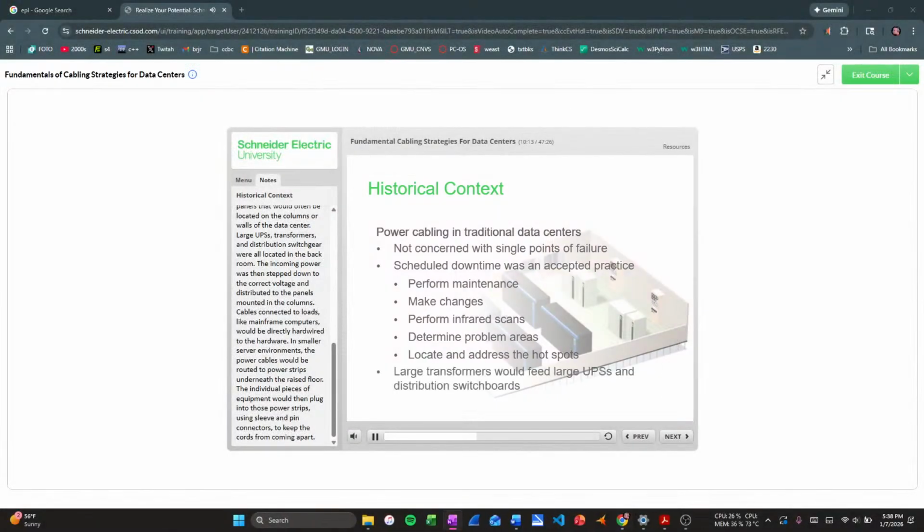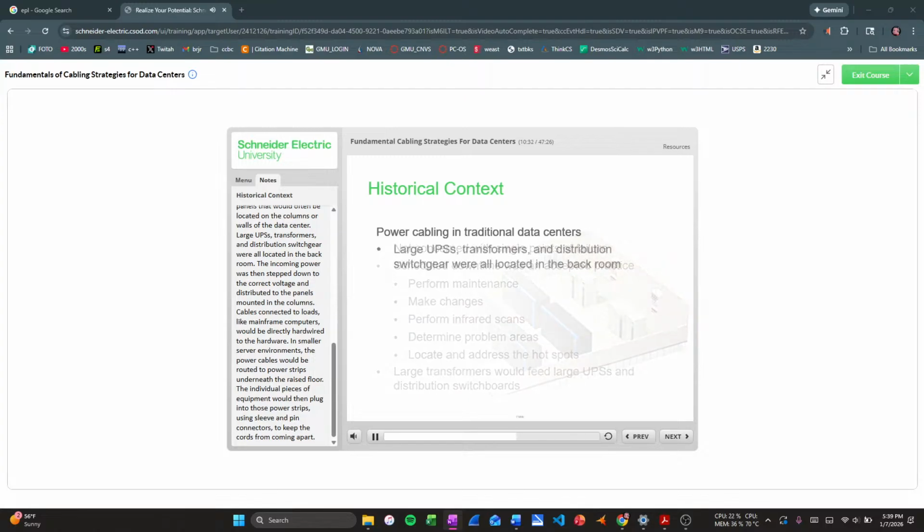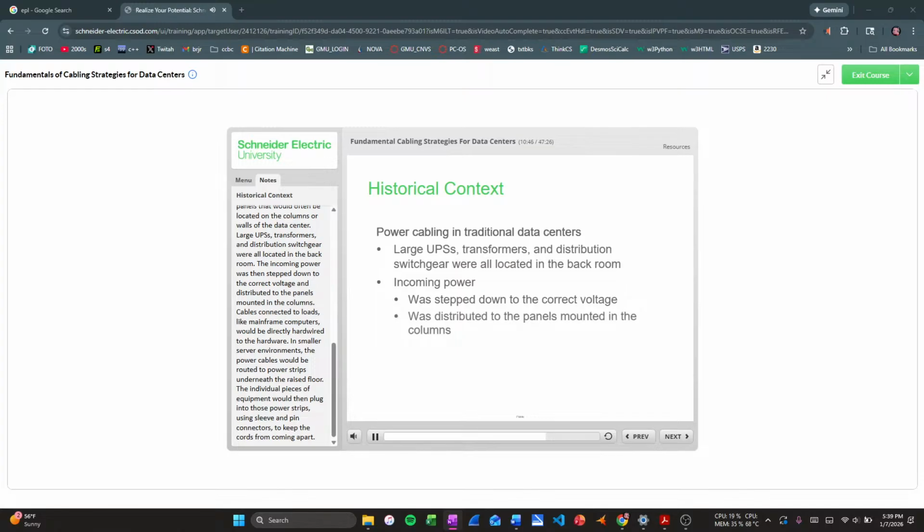Traditional data centers very often had large transformers that would feed large, uninterruptible power supplies and distribution switchboards. From there, the cables would go to distribution panels that would often be located on the columns or walls of the data center. Large UPSs, transformers, and distribution switchgear were all located in the back room. The incoming power was then stepped down to the correct voltage and distributed to the panels mounted in the columns.